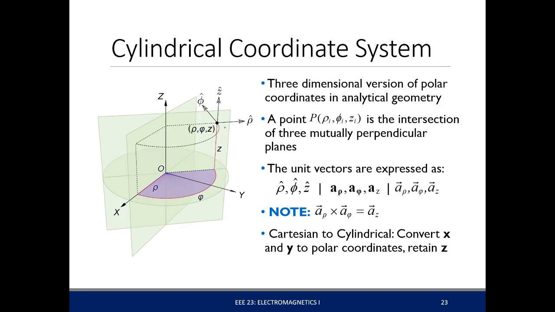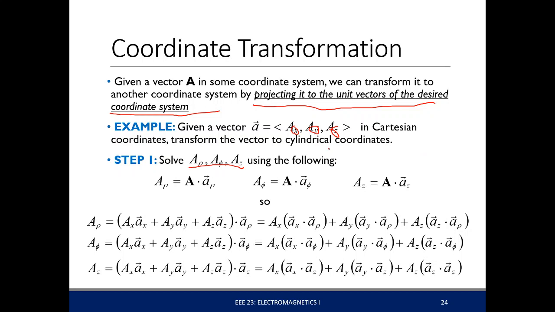So again, your rho points radially outward, phi points tangential, perpendicular to your radius, and it's flowing counterclockwise. And finally, your Z points upward. So how do you get the component of this vector A in cylindrical coordinates? Well, basically, you just take the dot product between A and the unit vector along that direction. If you want to get the rho component, well, you just need to get the dot product of A and a rho.